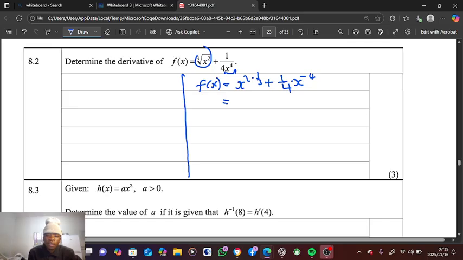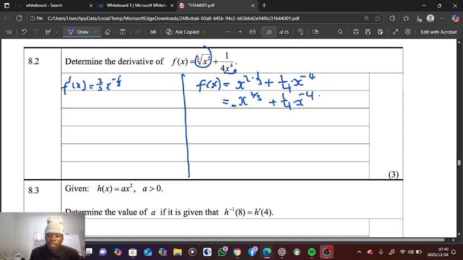Therefore, f of x is the same as x to the power of 2 over 3 plus 1 over 4 multiplied by x to the power of negative 4. So when we derive, the exponent will multiply what? The coefficient of x. We're going to have 2 over 3 multiplied by 1, which is 2 over 3 x to the power of, then we minus our exponent by 1, which is 2 over 3 minus 1. We'll have negative 1 over 3.